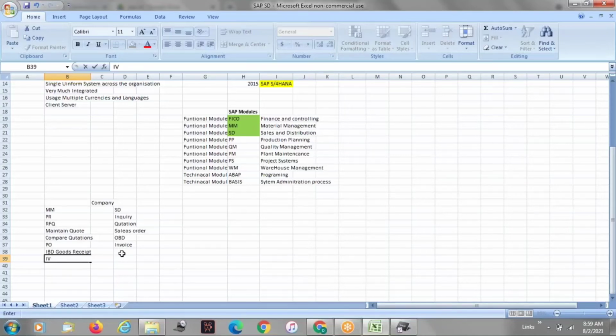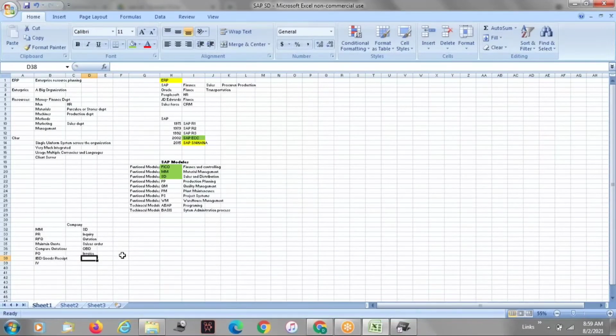Then you follow up for the payment. You follow up for the payment from the finance department. They follow up and they make the payment.